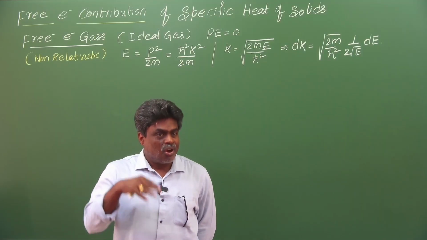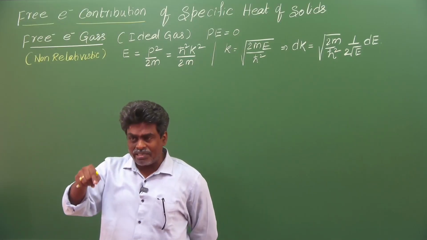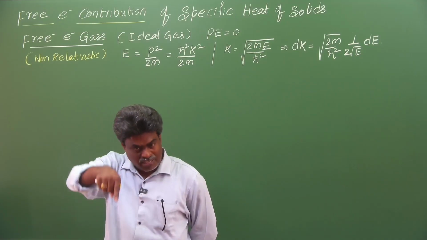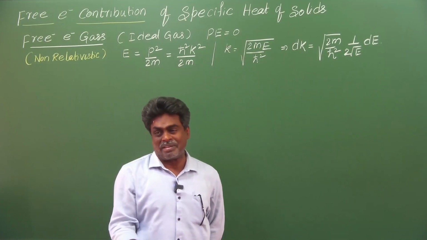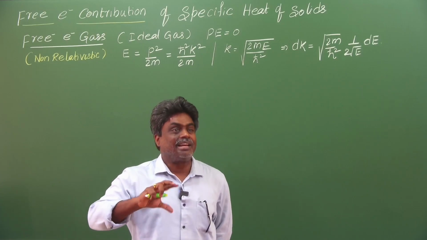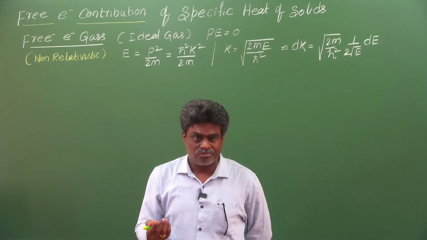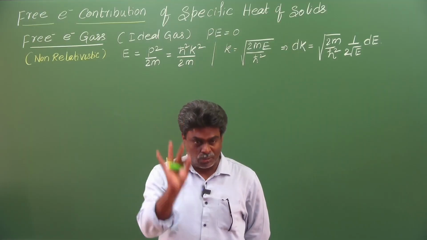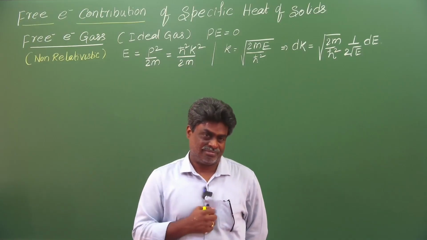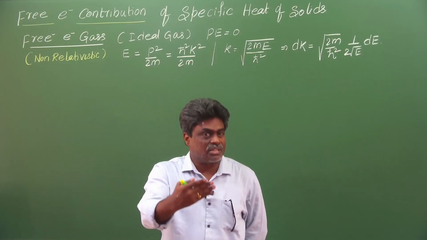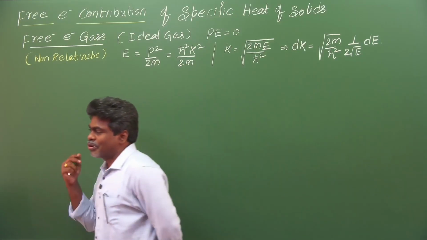Once I know how many electrons are participating in the process, I will multiply that number of participating electrons by each electron's energy, 3 by 2 kBT. Then what I will get is the increase in the energy of the lattice. That is nothing but U. From the beginning onwards we are finding U: U lattice vibrations, here U free electron, the amount of energy increased due to free electrons. Once you get that, CV equals dou U by dou T.